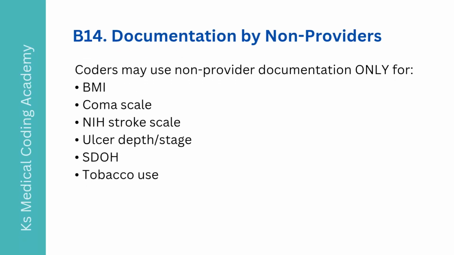Documentation by non-providers. Coders may use documentation from non-provider clinicians only for certain data elements, such as BMI, coma scale, NIH stroke scale, pressure ulcer depth or stage, social determinants of health, tobacco use. These do not require provider confirmation.